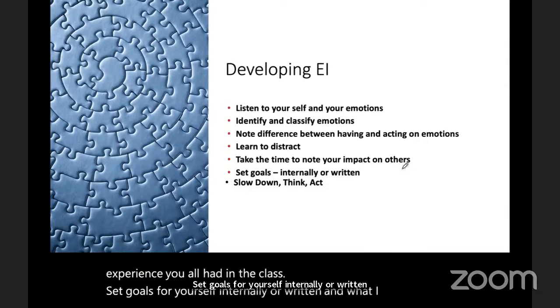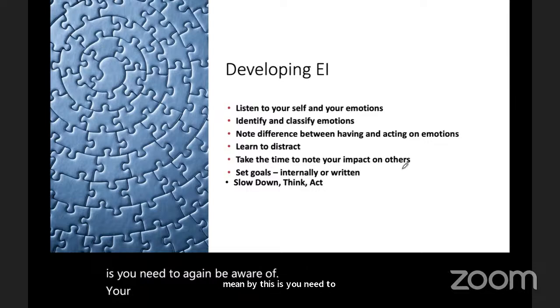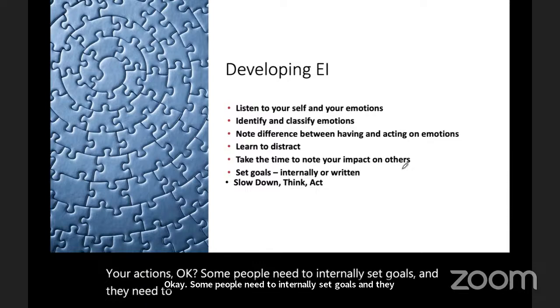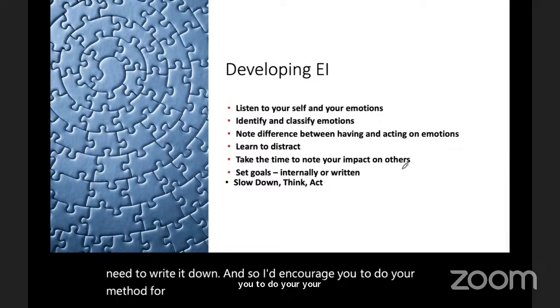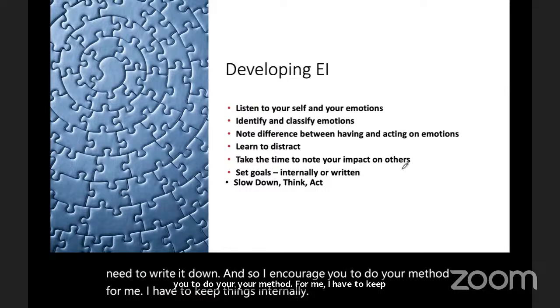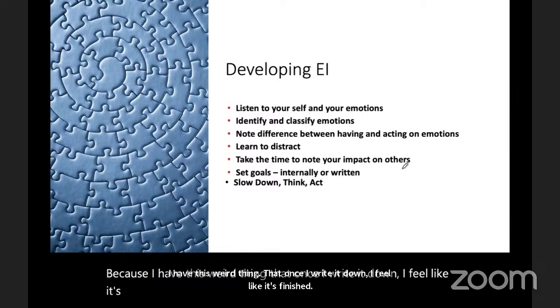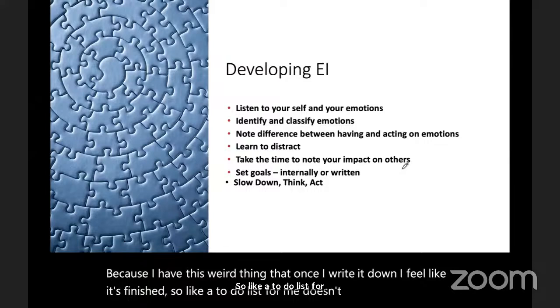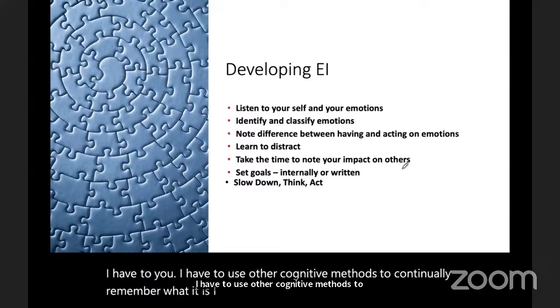And what I mean by this is you need to, again, be aware of your actions. Okay. Some people need to internally set goals and they need to remember those goals continually. Okay. Some people need to write it down. And so I'd encourage you to do your method. For me, I have to keep things internally because I have this weird thing that once I write it down, I feel like it's finished. So a to-do list for me doesn't work. I have to use other cognitive methods to continually remember what it is I need to be doing in this time in this place.